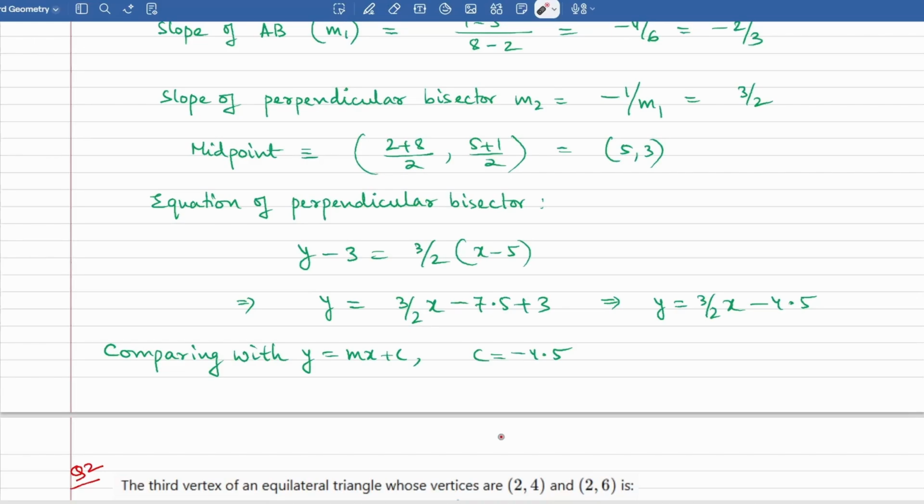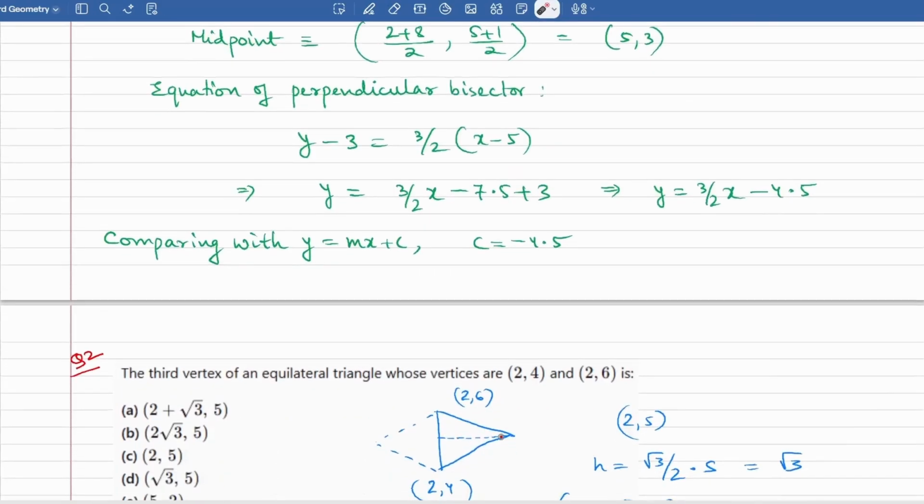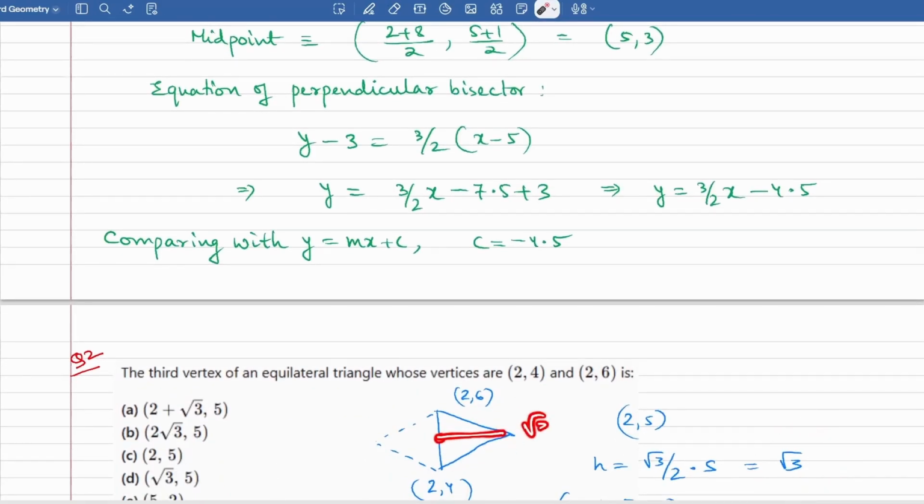The height of an equilateral triangle is given by the formula h is equal to root 3 by 2 into s. So the height will be root 3. Now I need to find the point from which the height is root 3 units to the right. This point is basically on the perpendicular bisector of the equilateral triangle, which passes through the midpoint of these two points, that would be (2, 5). So from (2, 5), the third vertex is root 3 units to the right.